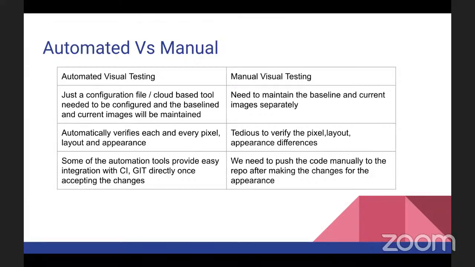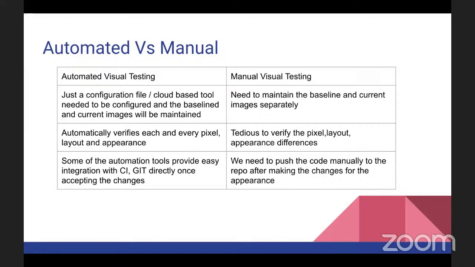Next, when it comes to manual, even small pixel changes can affect the application appearance, the layout or anything else. But when we are doing manual testing, we are not able to see some deep pixel changes, or if anything has been slightly misaligned, those things we might miss. But in automated visual regression testing, we can capture each and every pixel of the layout and appearance, and also the misalignments, everything.